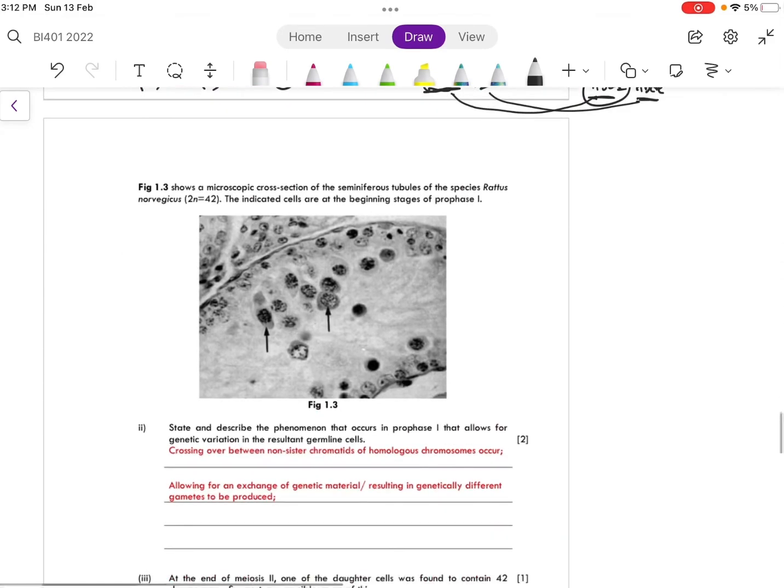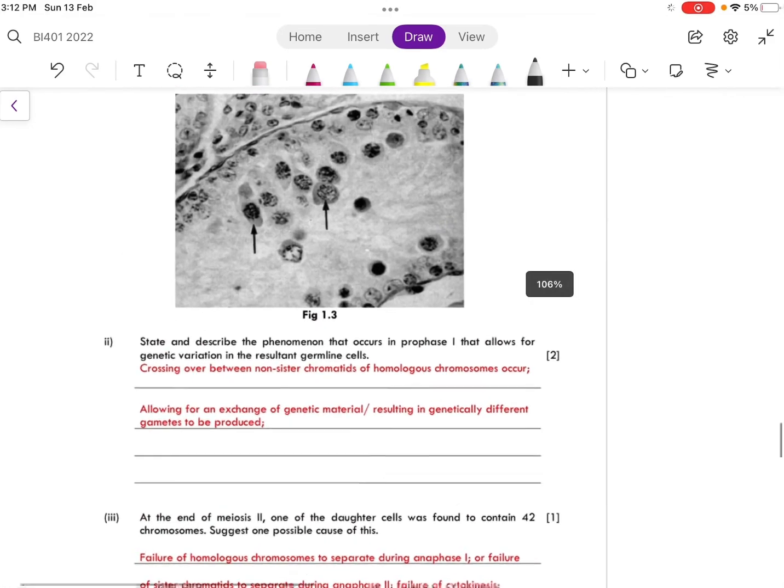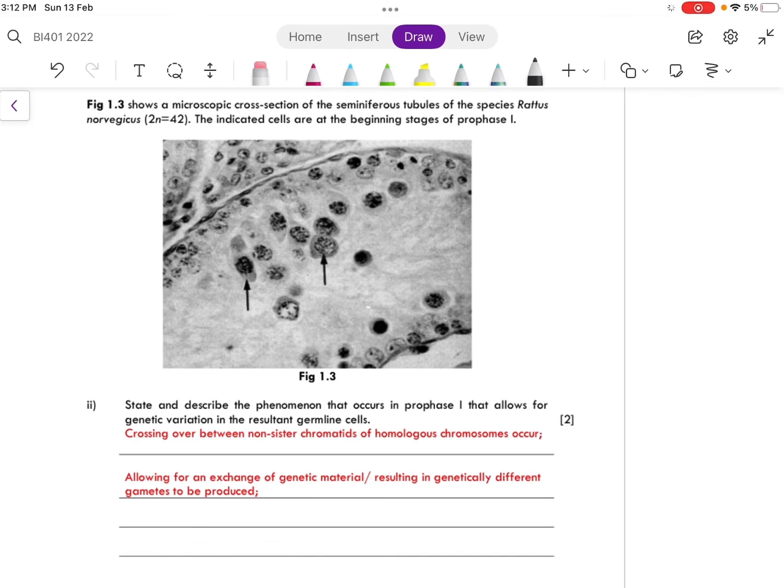Now let's go to the final question. They ask you to state and describe the phenomenon that occurs in prophase 1 that allows for genetic variation. In prophase 1, the thing that occurs is crossing over between non-sister chromatids of homologous chromosomes.